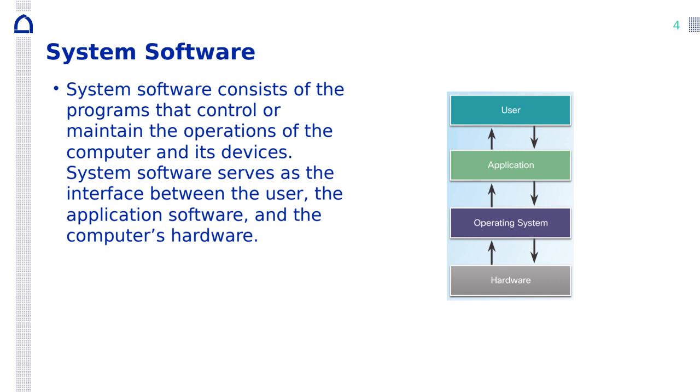System software consists of the programs that control or maintain the operations of your computer, your devices, and accessories. They are the interface between the user and the hardware. For example, if you want to shut down your computer, how do you do that? You do it through Windows. Windows is an operating system. It's software. So here we have the hardware at the bottom, then the operating system, then the application, and then the user.